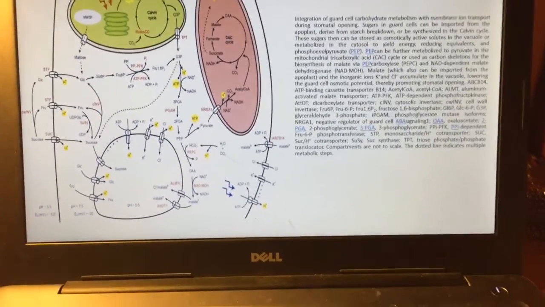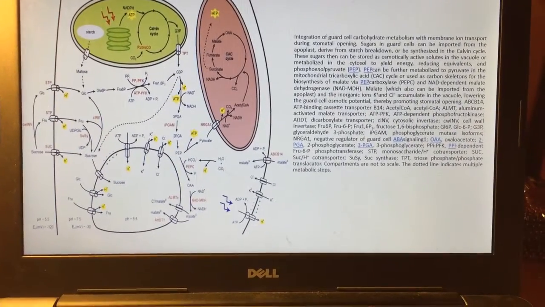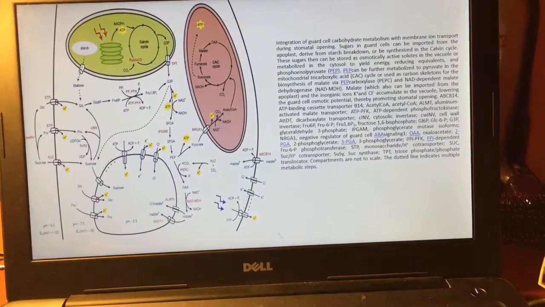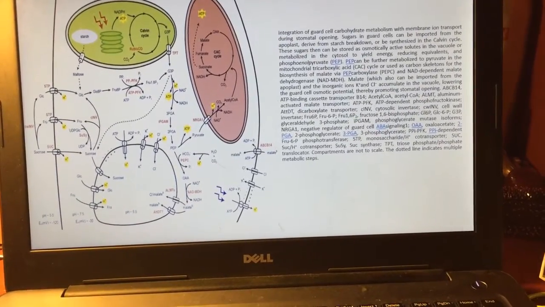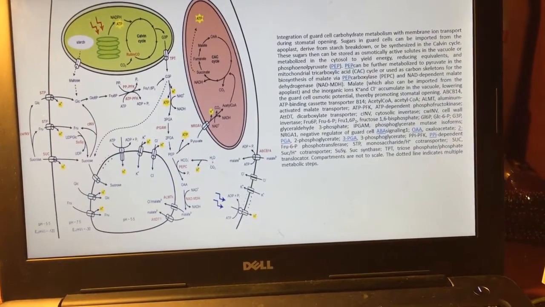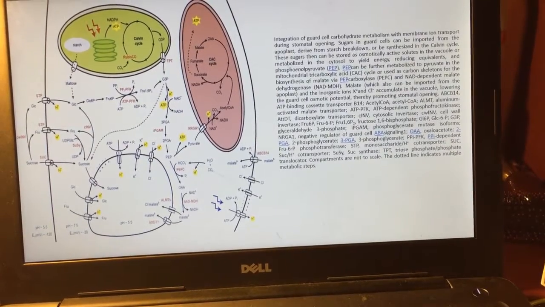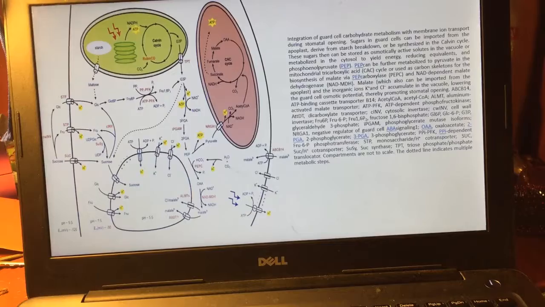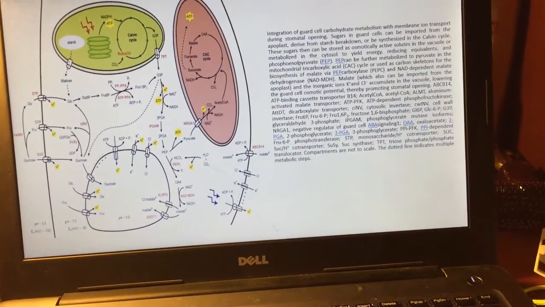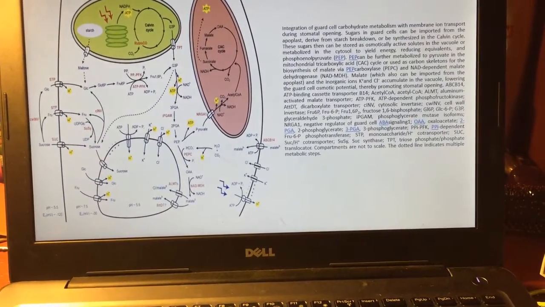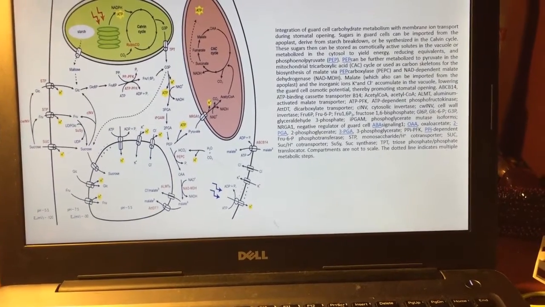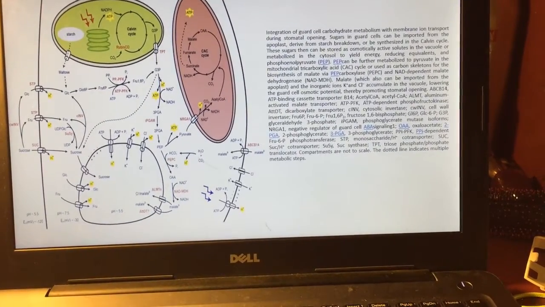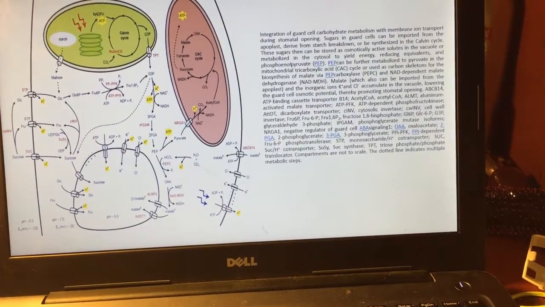ABCB14, ATP binding cassette transporter B14; acetyl-CoA; ALMT, aluminum activated malate transporter; ATP-PFK, ATP-dependent phosphofructokinase; ATTDT, dicarboxylate transporter; CINV, cytosolic invertase; CWINV, cell wall invertase; FRU6P; FRU1,6P2, fructose 1,6-bisphosphate; GLC6P; G3P, glyceraldehyde 3-phosphate; iPGAM, phosphoglycerate mutase isoforms; NRGA1, negative regulator of guard cell ABA signaling 1; OAA, oxaloacetate; 2-PGA, 2-phosphoglycerate; 3-PGA, 3-phosphoglycerate; PPi-PFK, PPi-dependent FRU6P phosphotransferase.